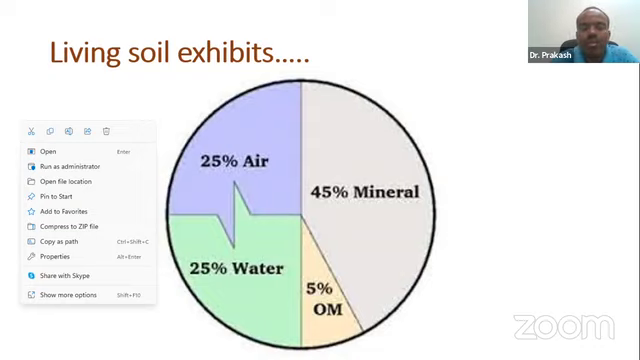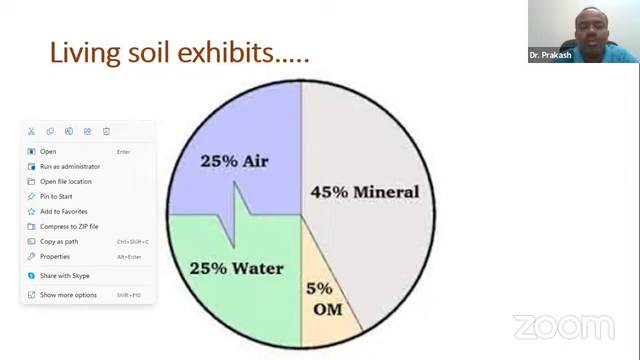Then living soil. There is 25% water, which is the criterion of good living soil, and there is 45% minerals, that is the soil particles with many nutrient combinations, and 5% organic matter. Total 100% is the soil. So 25% air, 25% water, 45% mineral, and 5% organic matter. This is the total quantity of 100% living soil.